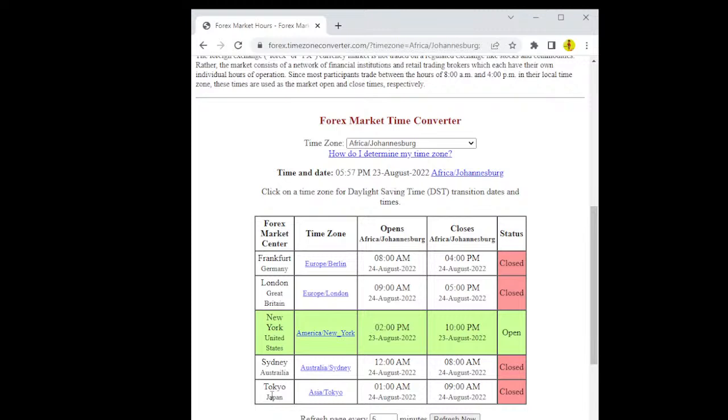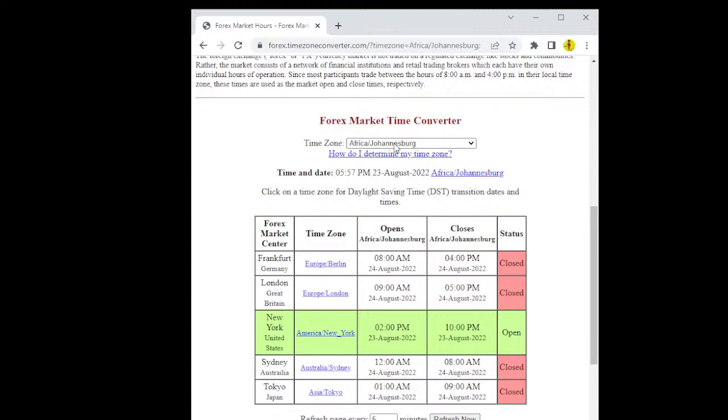What website is this? Just type "Forex Market Time Converter" into Google. It will take you to this page, this right here. Just type this into Google. And then this is how you interpret the information.